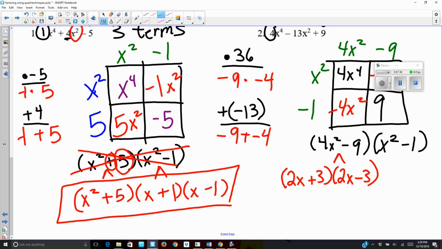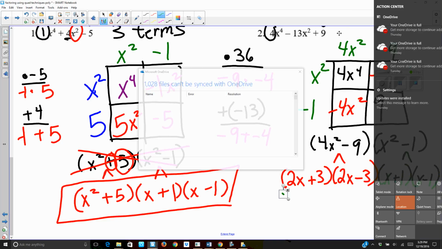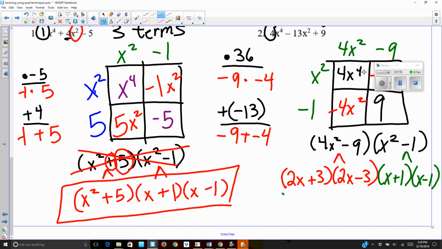And we already know x squared minus 1, we just factored that a second ago, is x plus 1, x minus 1. So the completely factored answer for this problem is right here. 2x plus 3, 2x minus 3, x plus 1, x minus 1.